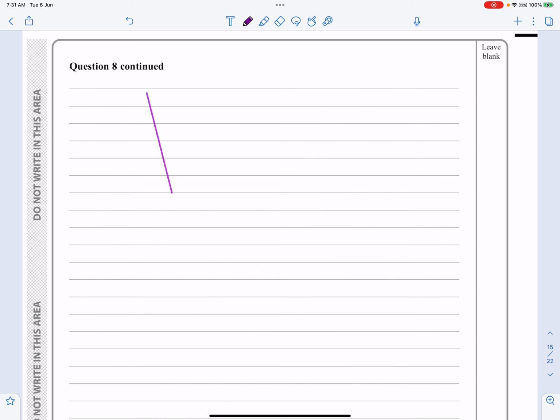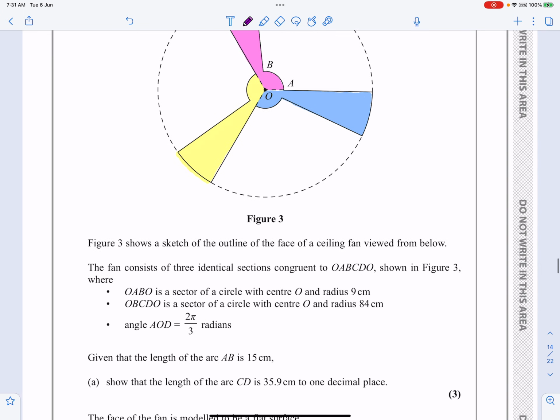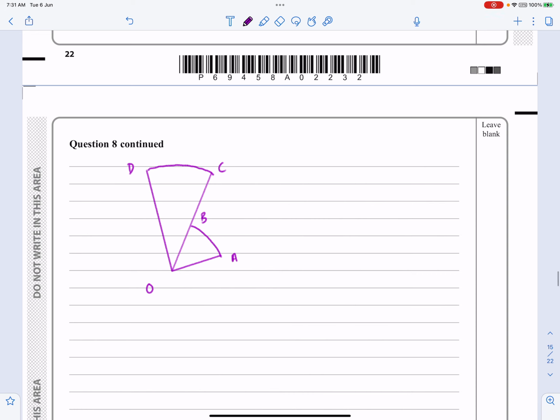So we've got a sector OCD here, and then another sector OAB. So let's put that all on. We've got O, D, C, B, and A here. So now I can clearly see that one of those fans, this pink thing, is basically just 2 sectors stuck together like that.